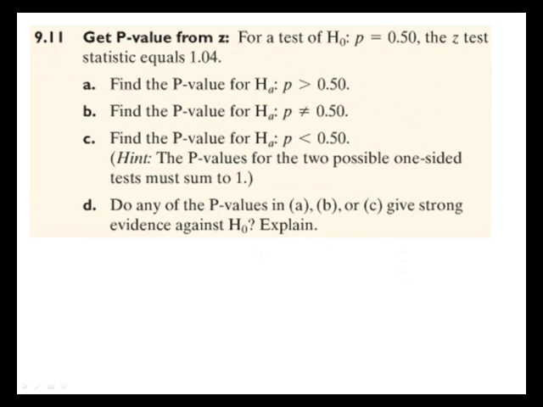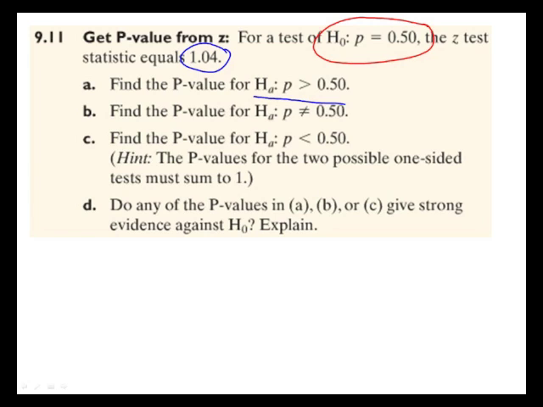Here we have given to us that the null hypothesis is P equal 0.50, and our test statistic equal 1.04. Okay, so that's our null hypothesis and our test statistic. We want to find the p-value for what if our alternative is this? So we're gonna try to find the p-value. How could we do that?